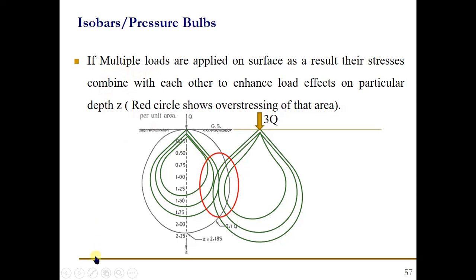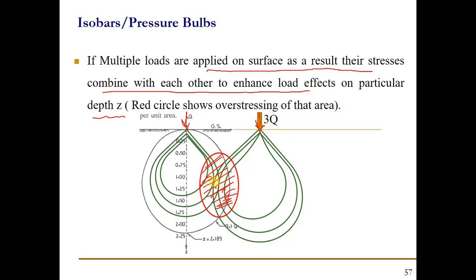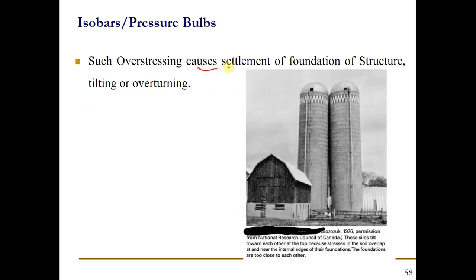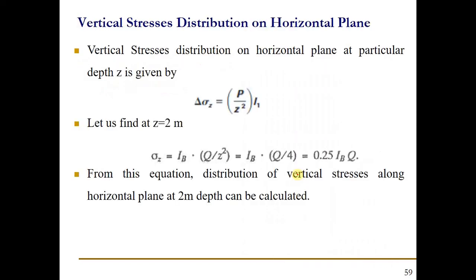When multiple loads are applied on a surface, their stresses combine with each other to enhance the load effects at a particular depth Z. You can see clearly the Q here and the 3Q here; this is the stress increase point where settlement can increase significantly due to overstressing of that area. Such overstressing causes settlement of the foundation of a structure, tilting or overturning, as happened in these silos. You can clearly see that tilting has occurred.